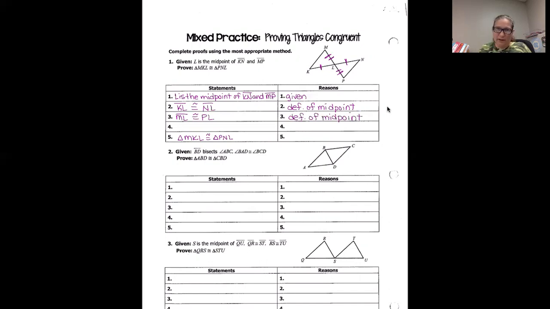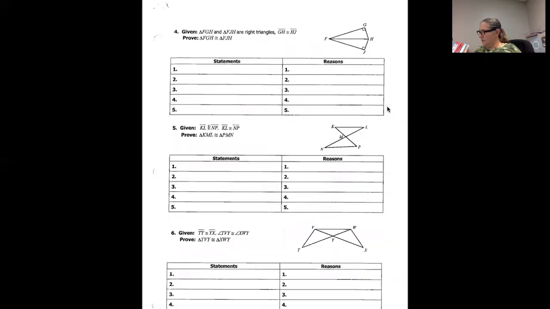And I hope that we can look at this and tell that angle MLK is congruent to angle, excuse me, PLN, because those are vertical angles, which means these two triangles are congruent by side, angle, side. All right, let's take a look at the next page. And let's look at problem number 5.